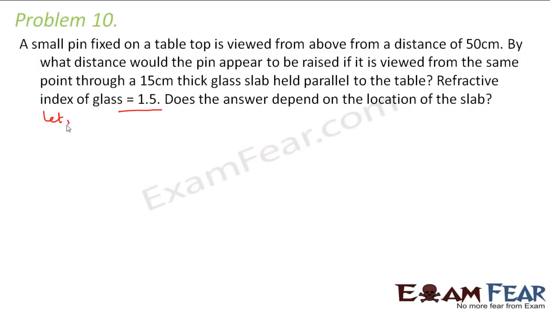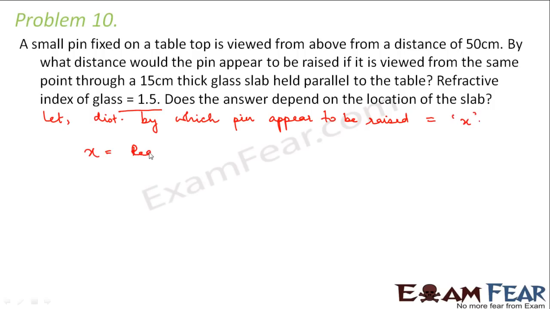Let us suppose that the distance by which the pin appears to be raised is equal to x. So what is x? X is nothing but real depth, that means the actual depth of the pin, minus apparent depth, that is the depth which we are viewing. So x is real depth minus apparent depth, that is R minus A.